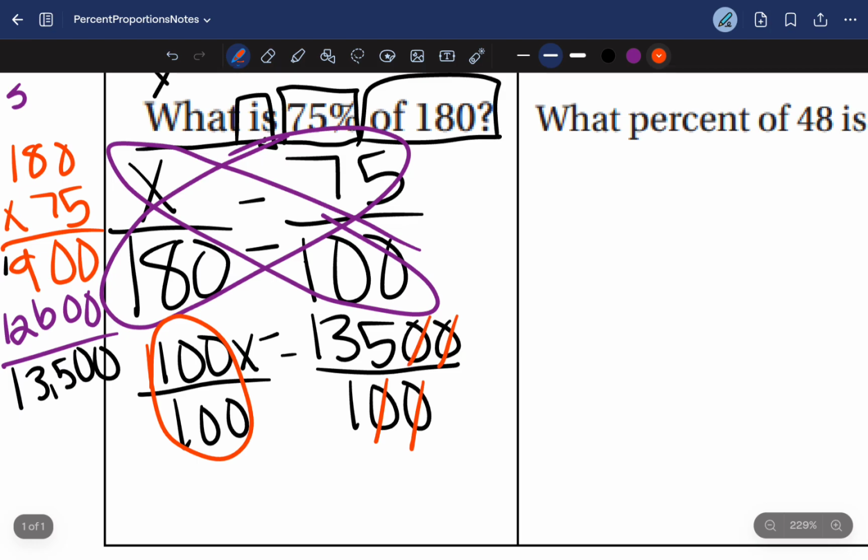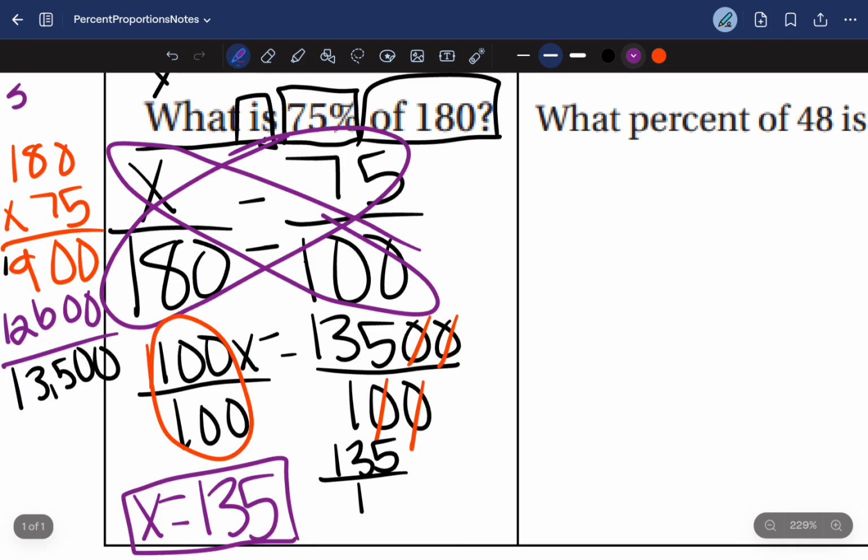So in this case, my new division problem is just going to be 135 over 1, which anything divided by 1 is still that same number. So what that tells me is that our final answer is x equals 135.